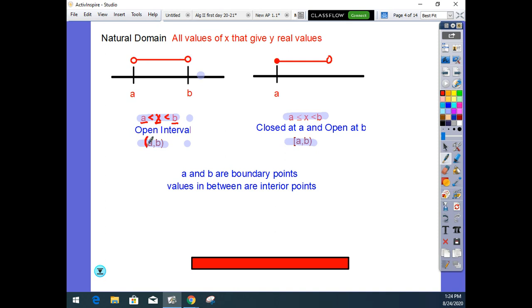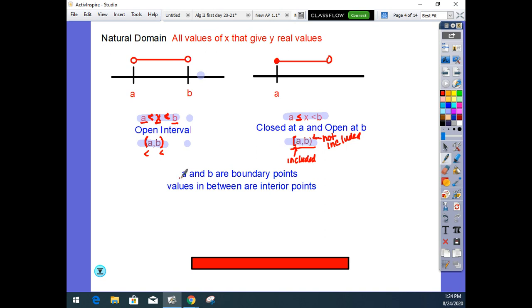Parentheses correspond to a not equal to, like just greater than or just less than. Parentheses, greater than or less than. Now look over here on the right side. If it's filled in, that means it's less than or equal to. Okay, that's a bracket. This bracket means that the value is included in the notation. Parentheses, not included. And this is how this notation is used all throughout the year. You'll get a whole lot better.